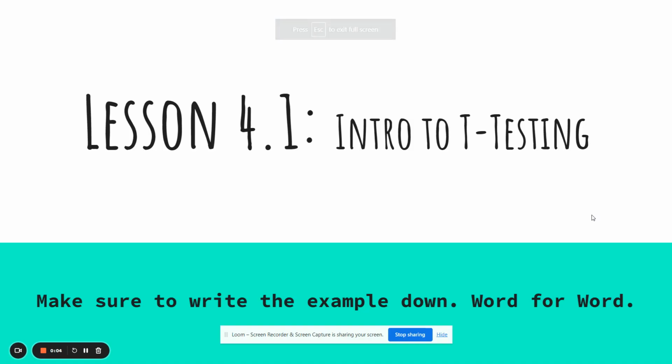All right, so this is the first lesson of Unit 4. Unit 4 is going to be all about t-testing. We're actually going to do something called a confidence interval today, but Unit 4, generally speaking, is t-testing. The last slide, I will do an example. You should always write down the example, but make sure you write this one down word for word, because the calculation to this is basically identical every time we do it.